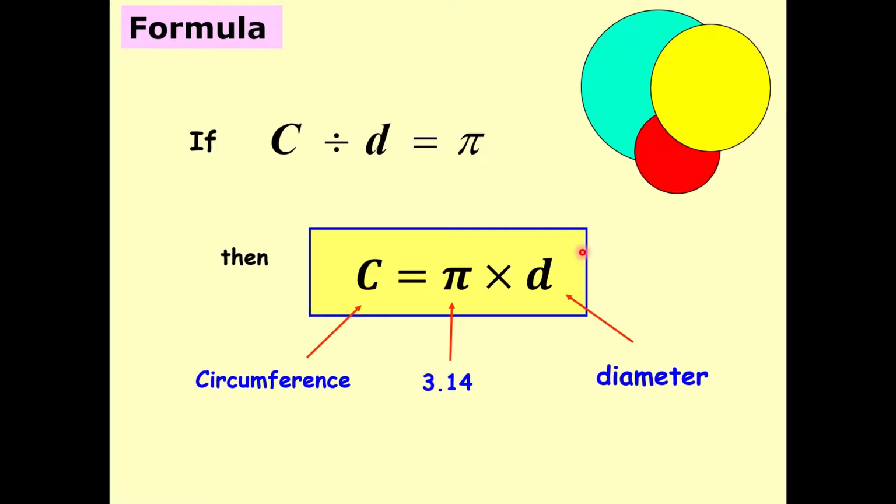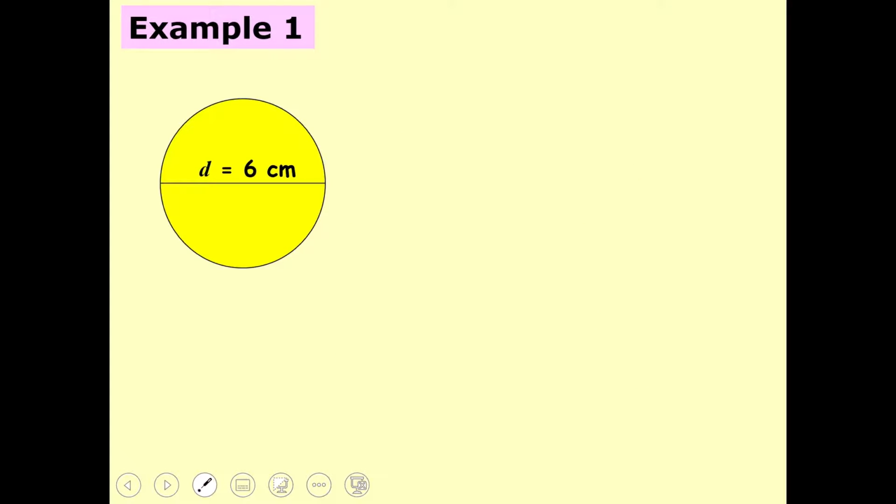Now let's put this into practice. So first example, let's calculate the circumference of this circle. We know the diameter and we know a formula. So we're going to start off by writing a formula, C equals pi times D. Remember in algebra, if anything's written side by side with nothing in between, this means multiply. So C equals pi times D.